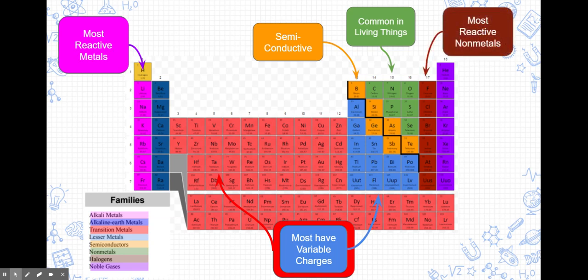Group 17, also known as the halogens, are the most reactive nonmetals. And finally, the last group, group 18, also called the noble gases, they're inert. That means that they're not reactive.